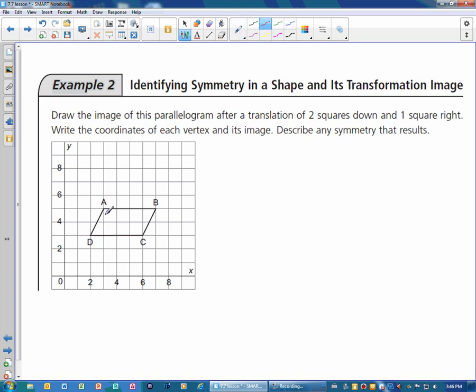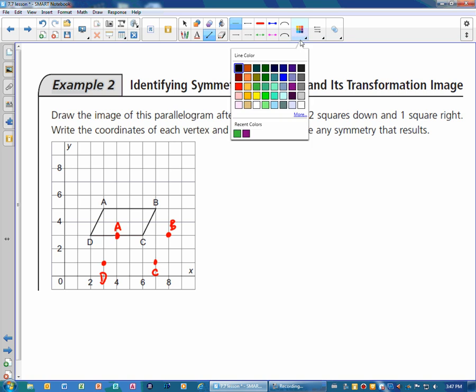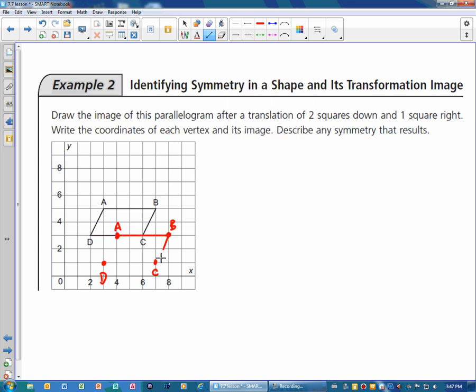So I'm going to start with A. 2 down, 1 right. Now, this is where my new A is going to be. 2 down, 1 right. This is where my new B is going to be. 2 down, 1 right. My new C. 2 down and 1 right. There's my D. I'm going to take a straight edge just because it's so easy. Make it red because my dots are red. So my new shape is there, there, there, and there.